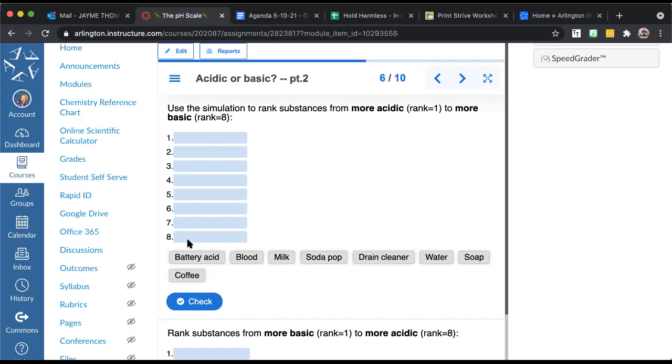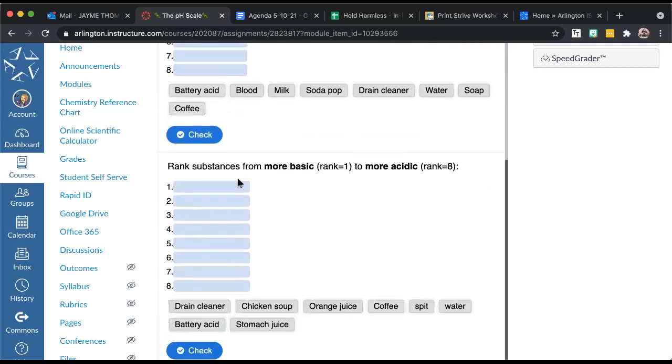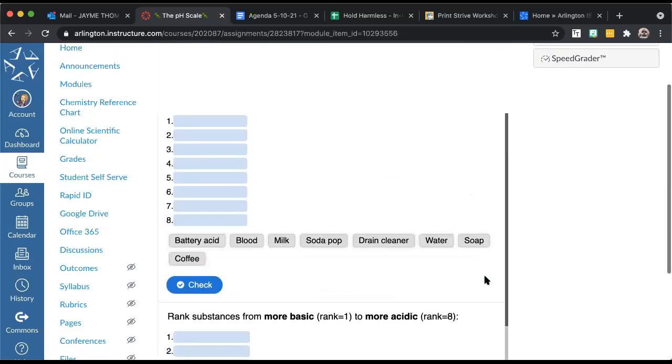So you're kind of creating a list or a scale of these substances based on their pH from most acidic to most basic. Okay. This one, it's backwards. You're going from more basic to more acidic. Okay. So more basic means that number 1 is now going to be your higher pH substances, and they're going to go down. Number 8 should be your lowest one. Okay.